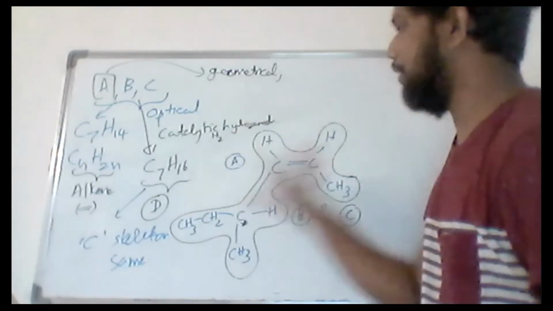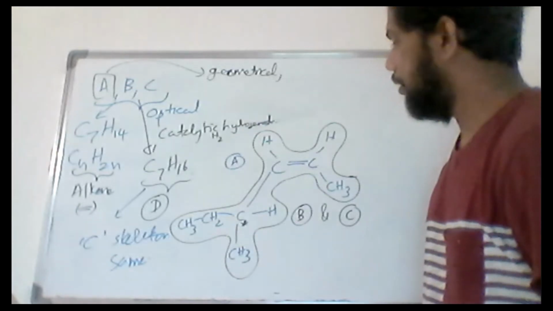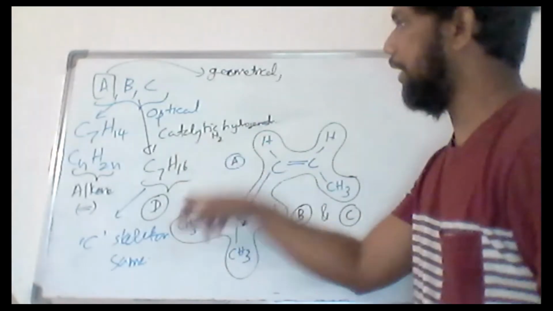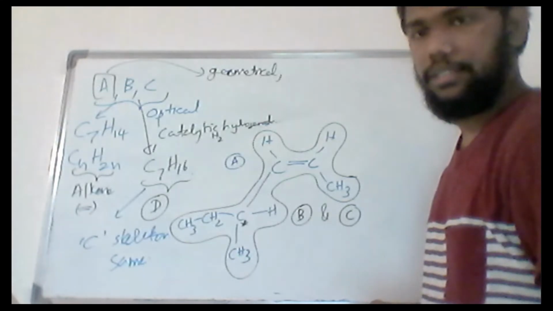B and C should have the same carbon skeleton because it gives D upon catalytic hydrogenation.